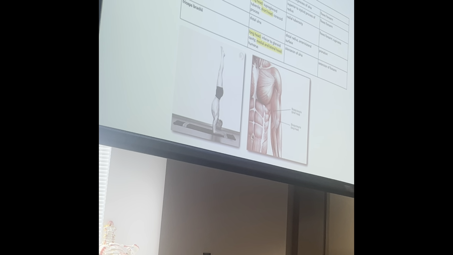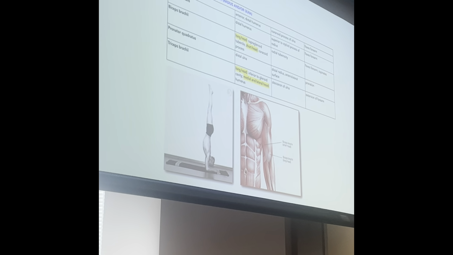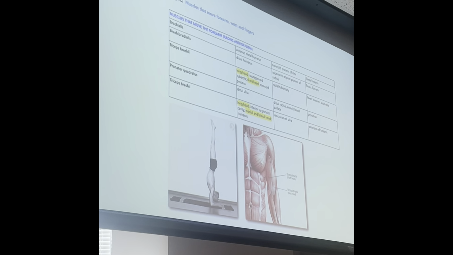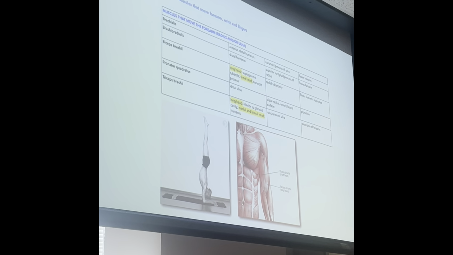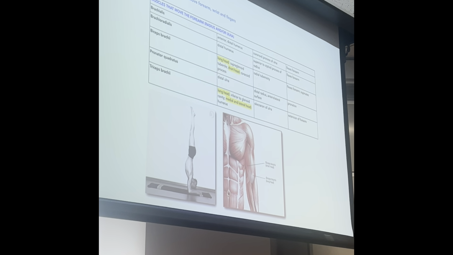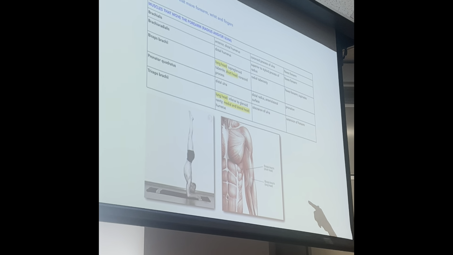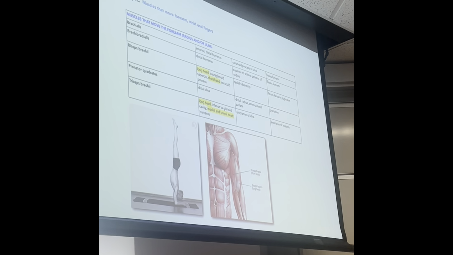All right, so then muscles of the upper arm. All of these are basically flexors, and there's one extensor here. Brachialis, brachioradialis, biceps brachii, pronator quadratus. They're basically involved in some form of flexion of the forearm, with the exception of the pronator quadratus, which is pronation.